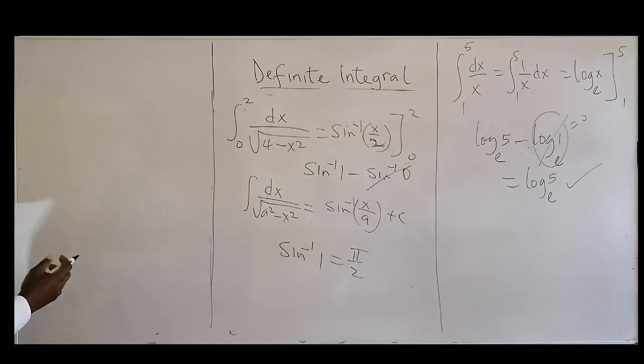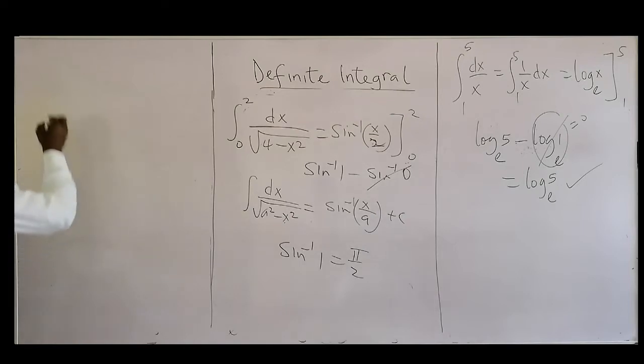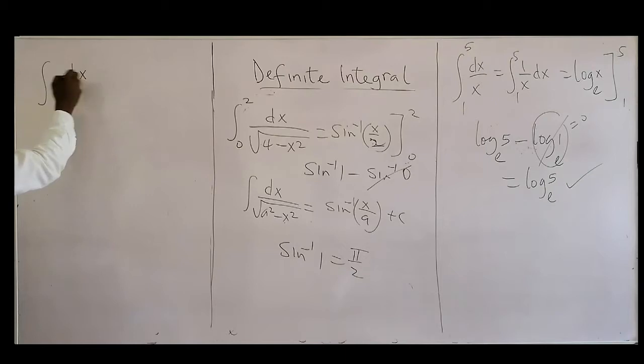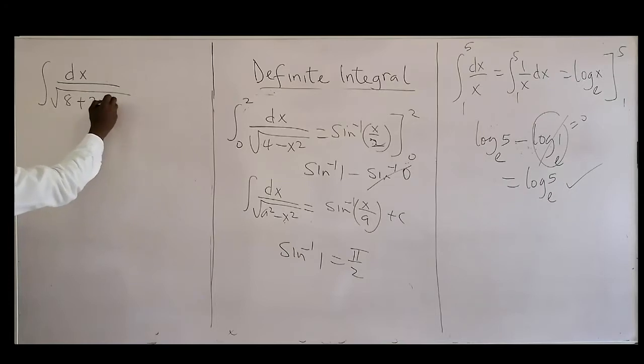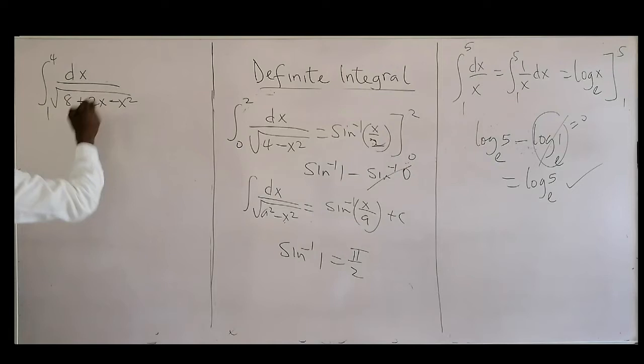Then the next one, without wasting time, is the integral of dx all over x plus 2x minus x squared, from 4 to 1. So that's what we have here.